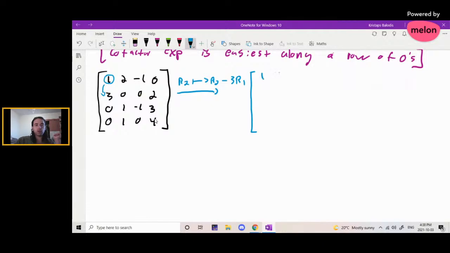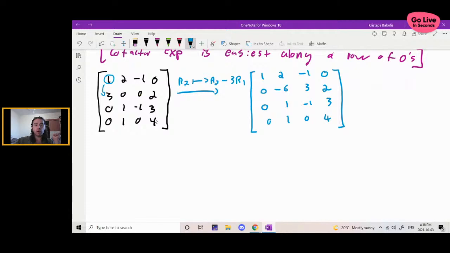So I'm going to get 1, 2, minus 1, 0. This will be 0. 2 times 3 is 6, so this becomes negative 6. 3 times 1, so here we have to be careful because here I have minus 1 and minus 3, so I'm actually going to be adding 3 in this case. And then the last entry is 0, so it doesn't change anything here. And then 0, 1, minus 1, 3, 0, 1, 0, 4.